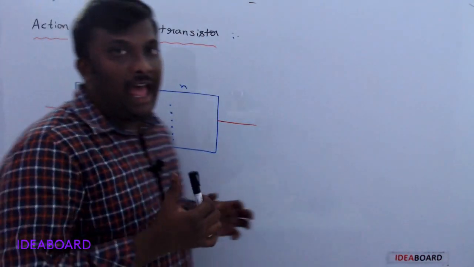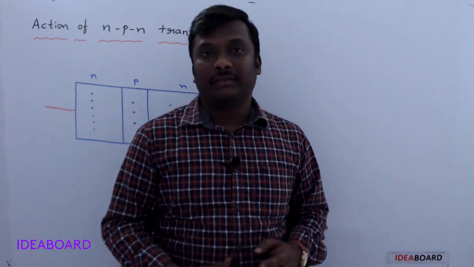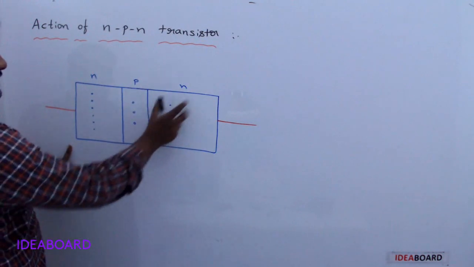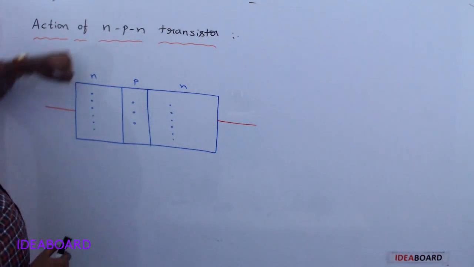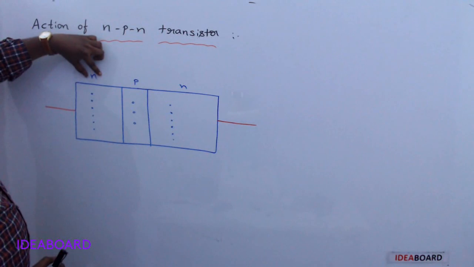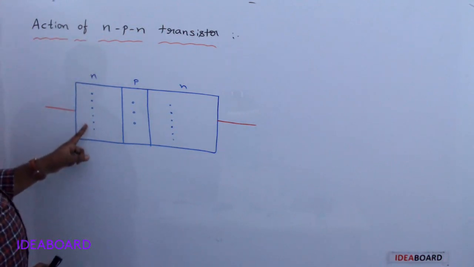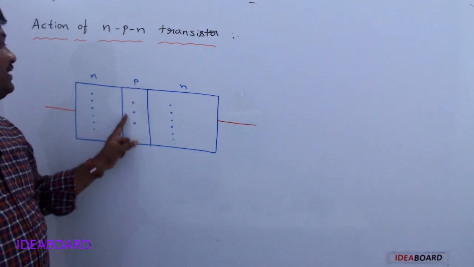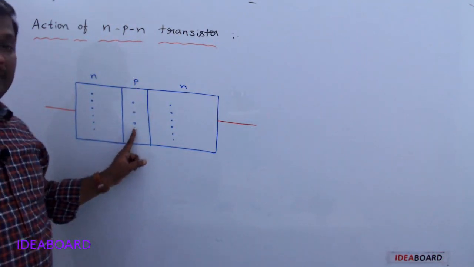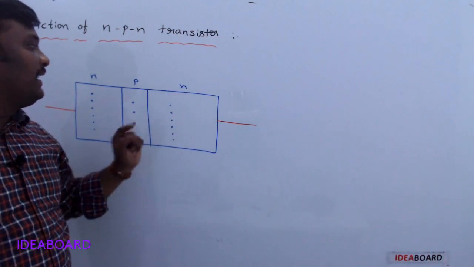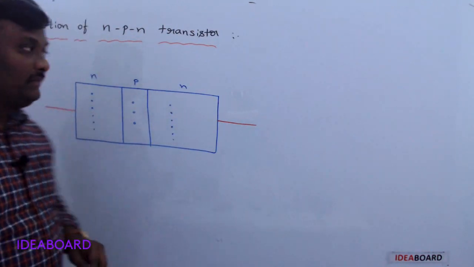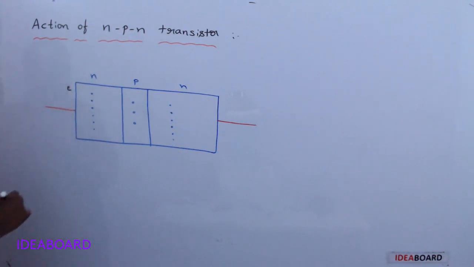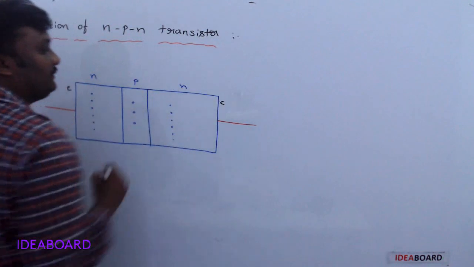Let us see the action of the NPN transistor. So this is the emitter, this is the base, and this is the collector. The majority charge carriers in N-type semiconductor are electrons. Dots always indicate the electrons. And the majority charge carriers in P-type semiconductor are holes.